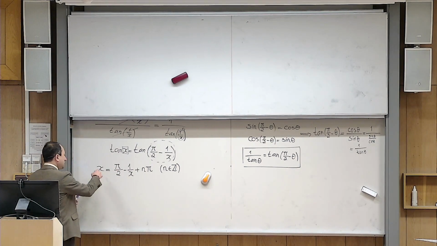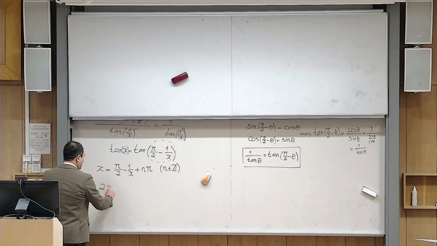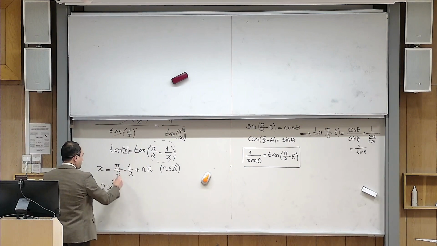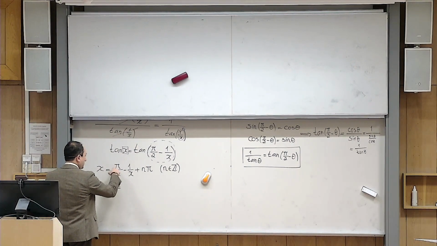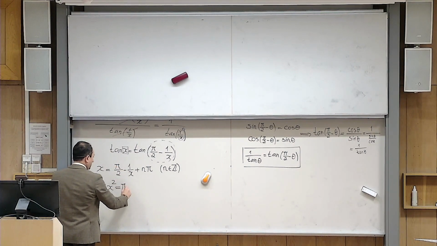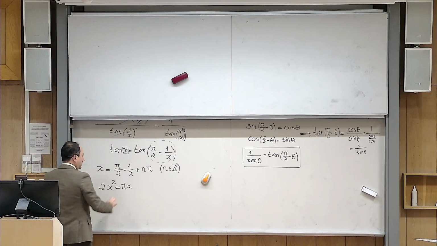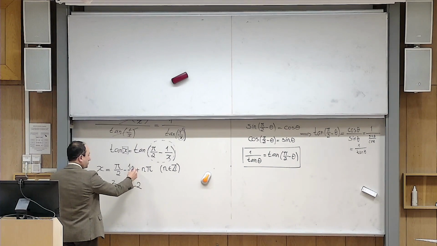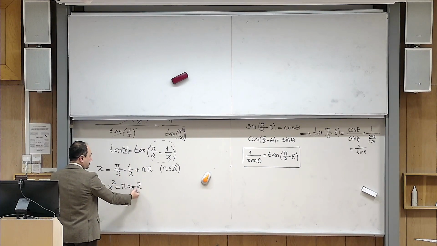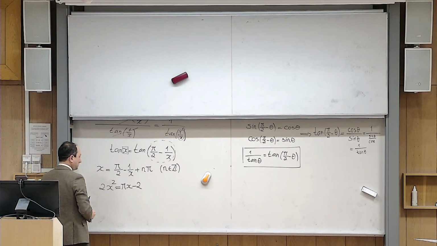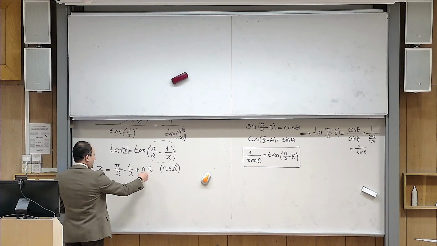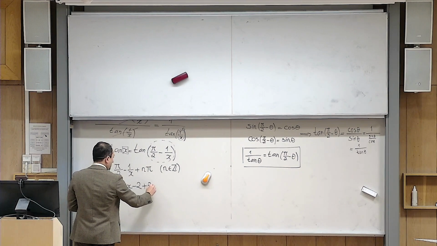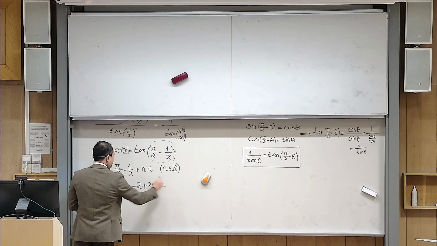So if I multiply the left-hand side by 2x, it becomes 2x squared. And if I multiply this by 2x, 2 will cancel, 2x is left, so it becomes pi x. And then this becomes minus 2. I am multiplying this by 2x, x is gone, 2 is left, so I will be having minus 2. And if I multiply 2x here, then it becomes plus 2n pi x.